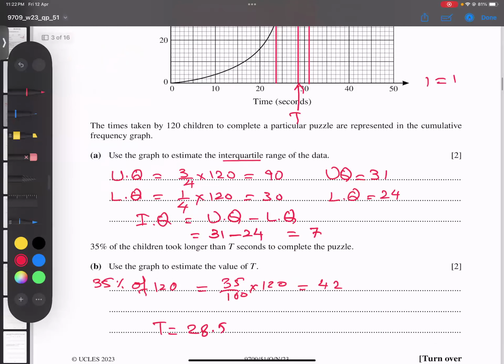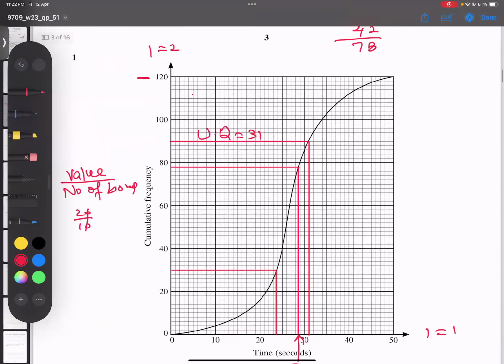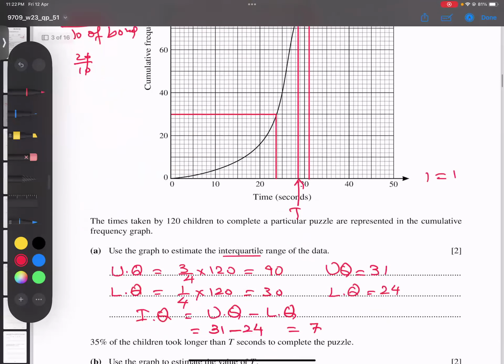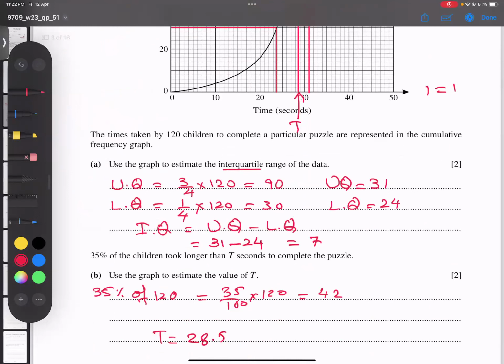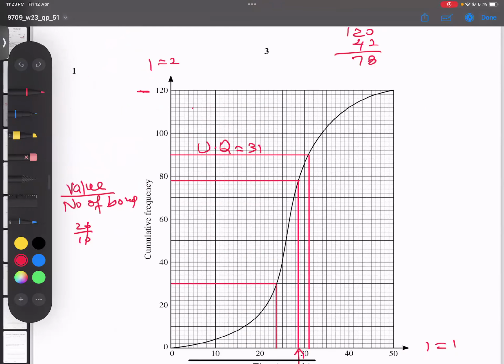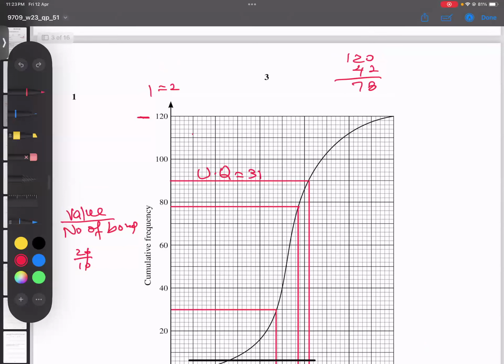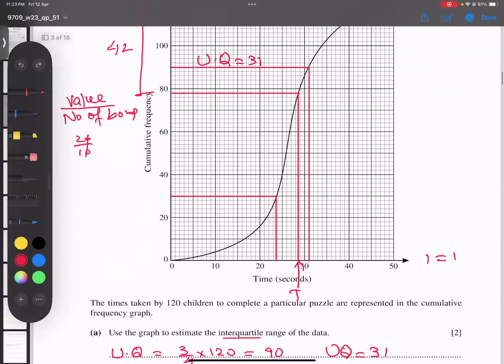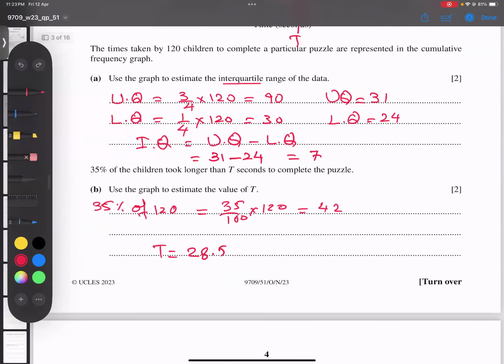Because 35% of students took longer than T seconds to complete the puzzle, I hope you got the point clear. I subtracted and got this gap as 78, so 42 is down. This is the boundary limit, and T becomes 28.5.